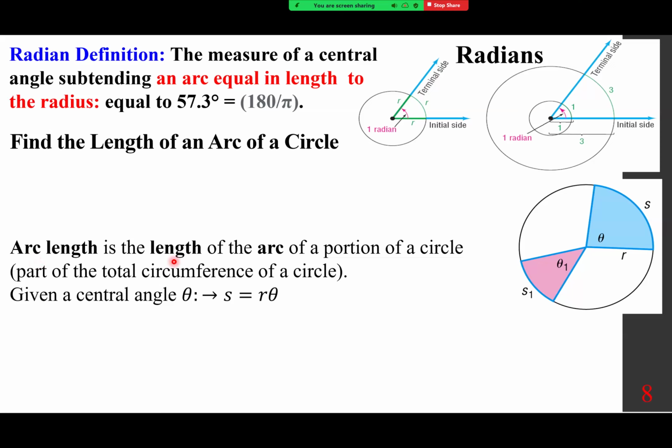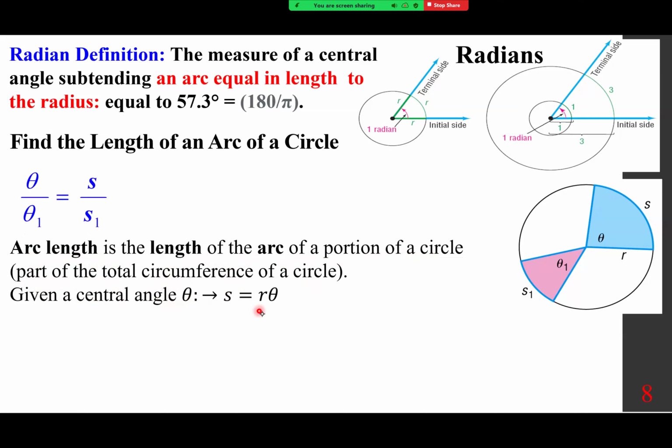Arc length is the length of the arc of a portion of a circle, part of the total circumference of a circle. Given a central angle theta, S equals R theta.